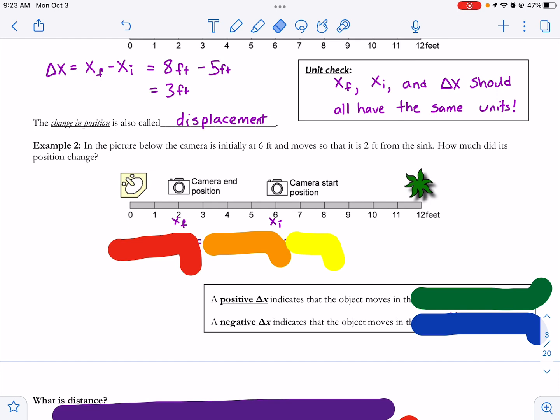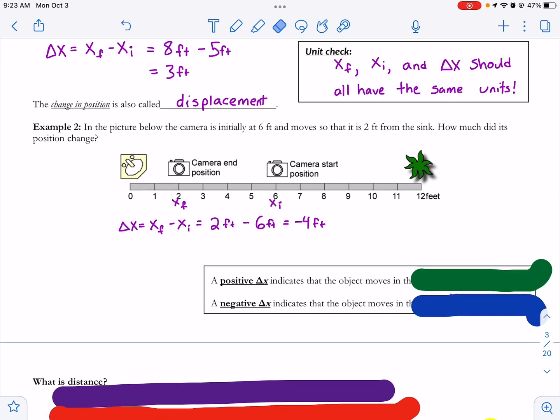Well, let's see. So we're still going final minus initial, which means this time the 2 is going to come first. So we'll be doing 2 minus 6. What is that going to do to our answer? Well, maybe you don't like this, but it's going to end up having a negative on it. Negative 4 feet is going to be our change in position.